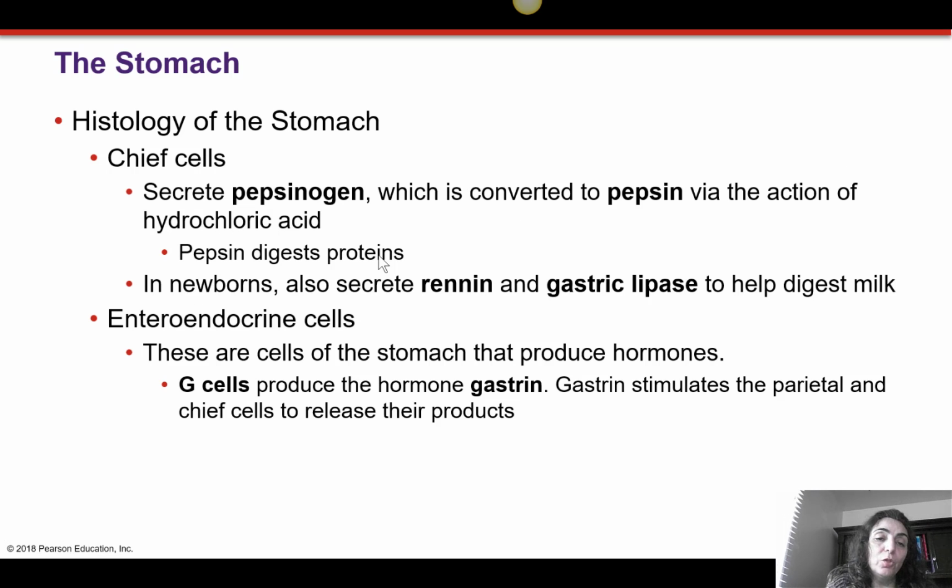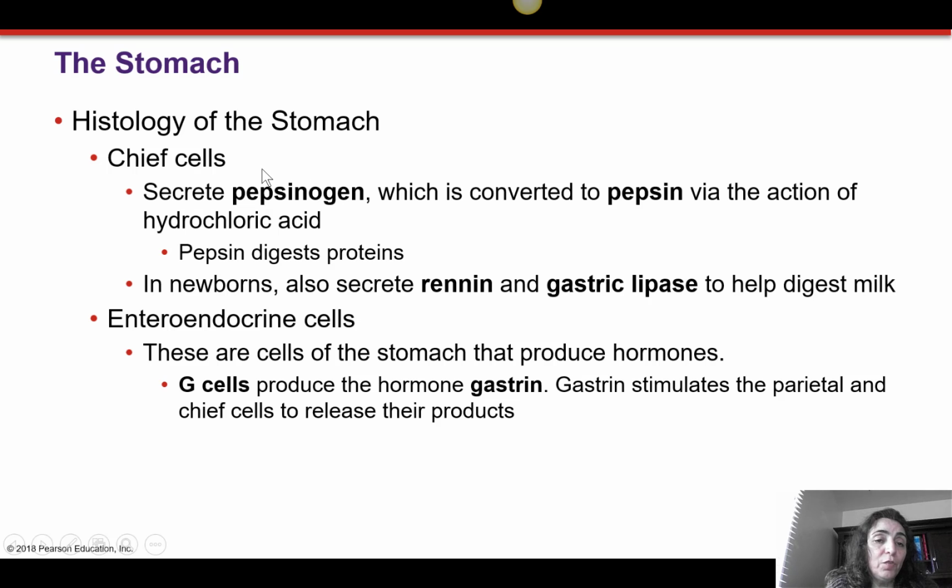So you see the function of the acid over the pepsinogen, that converts it to pepsin, and pepsin is needed for digestion of the protein. So as you see, digestion of the protein starts in the stomach. In newborns, chief cells also secrete renin and gastric lipase, and these two help digestion of milk, that is the main food that newborns are using.